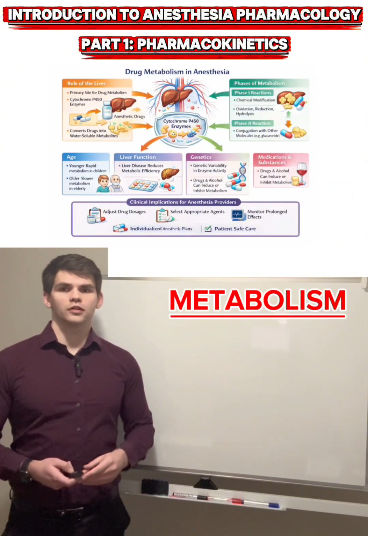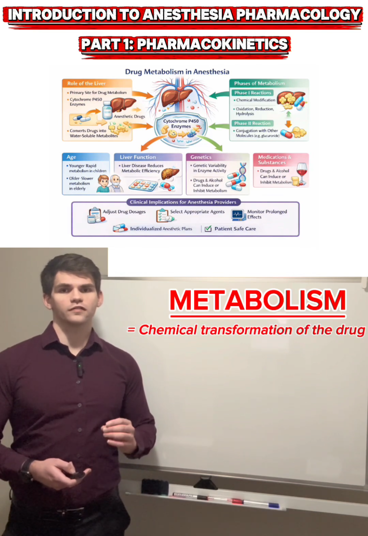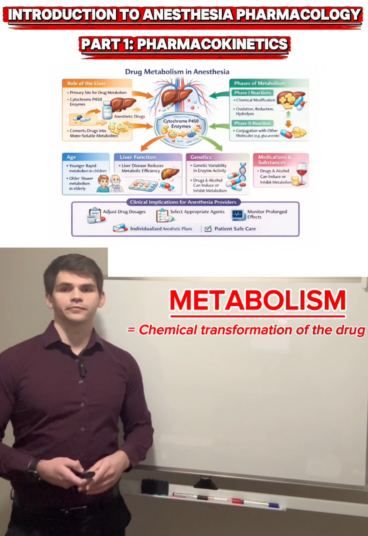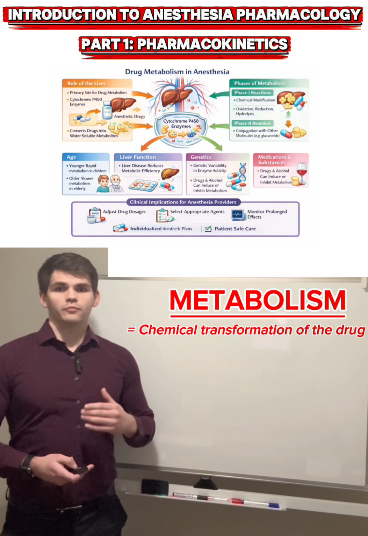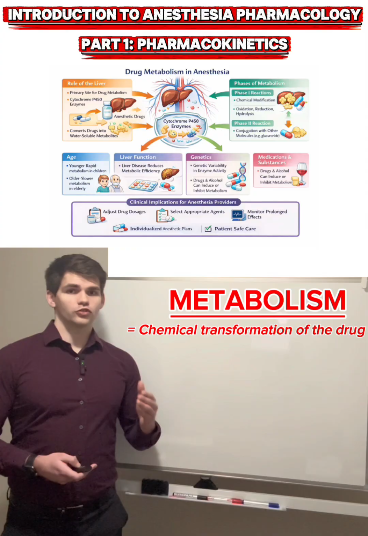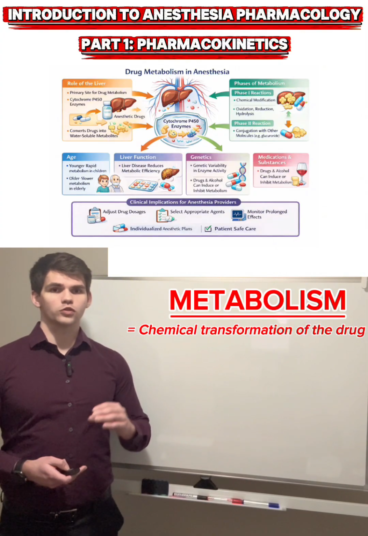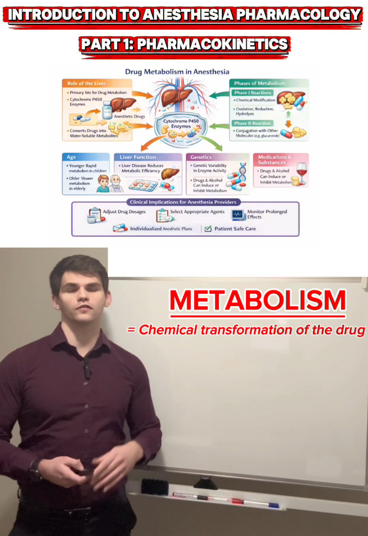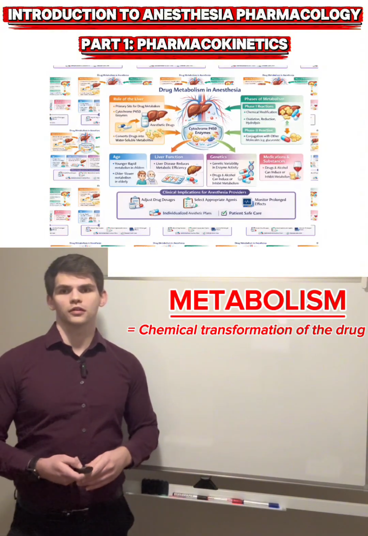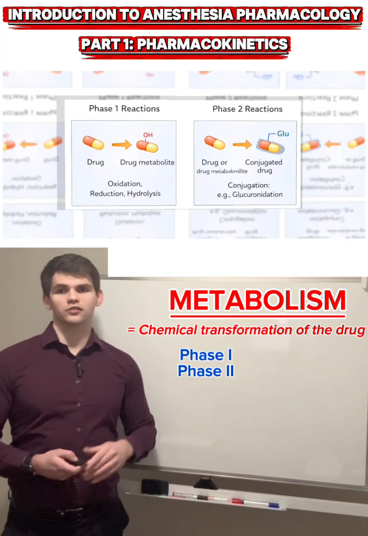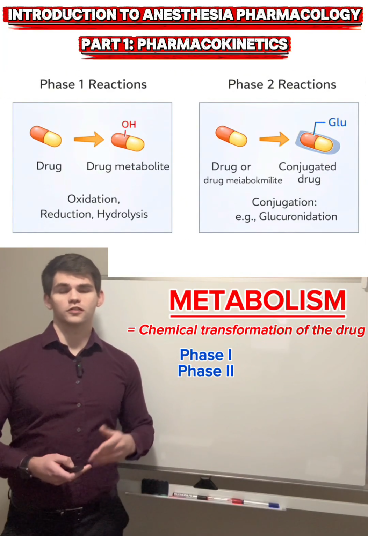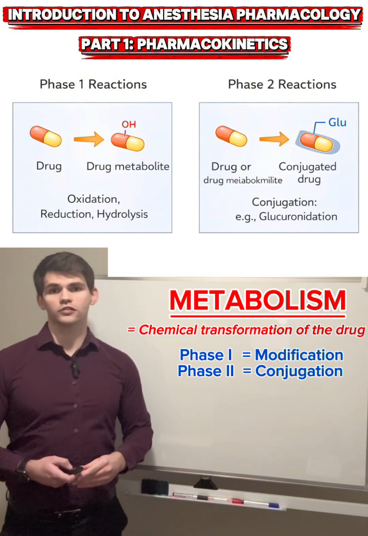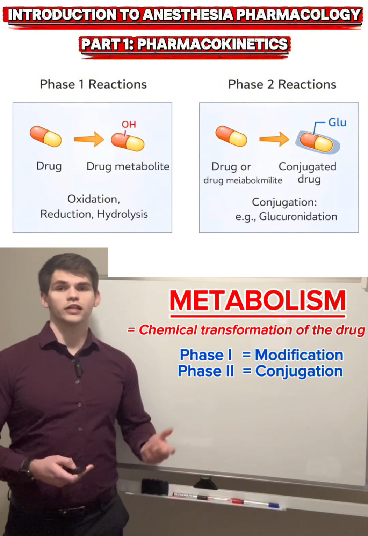Next is metabolism. Metabolism is the chemical transformation of the drug, usually into forms that are easier for the body to eliminate. It occurs mostly in the liver. So in anesthesia, the liver is the main organ responsible for metabolism for many drugs. You have phase 1 and phase 2 reactions. Phase 1 reactions modify the drug molecule. Phase 2 reactions usually make the drug more water-soluble, so it can be excreted more easily.